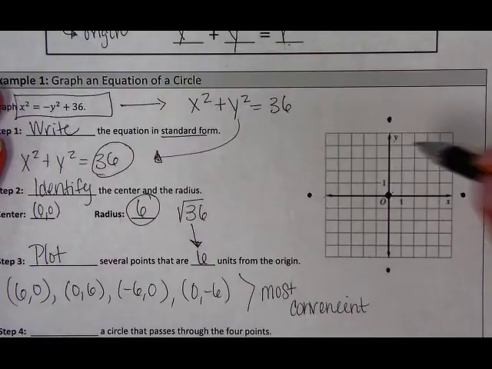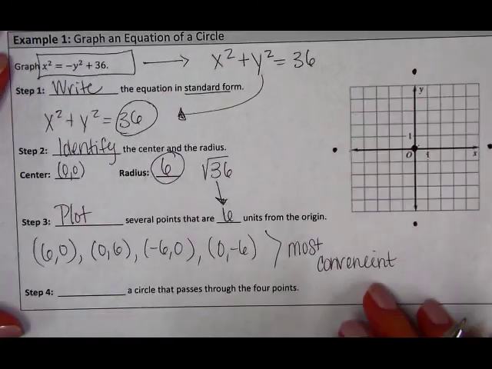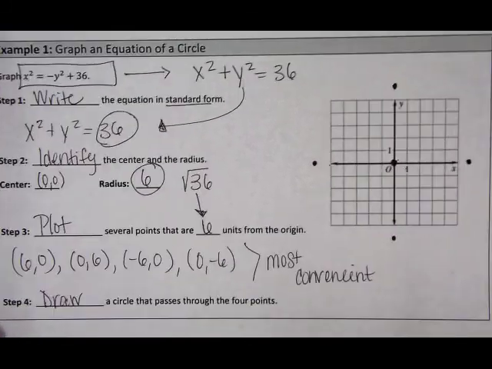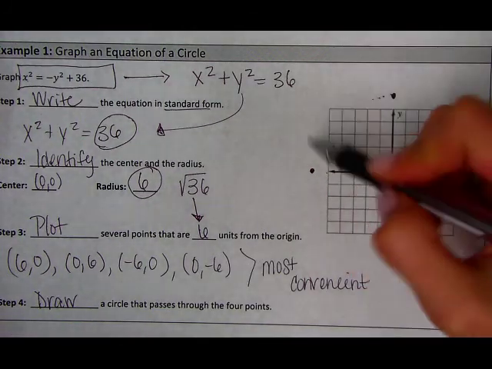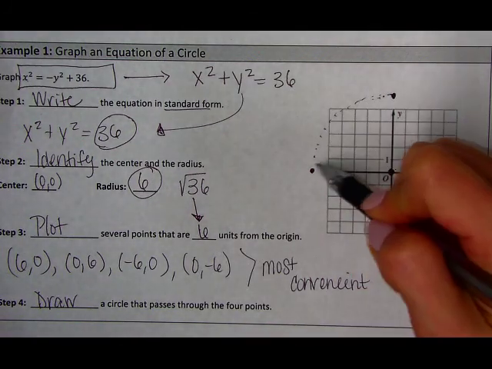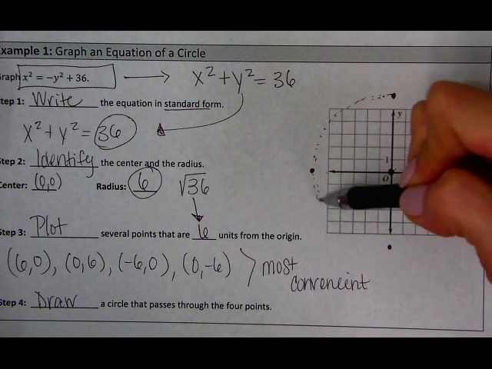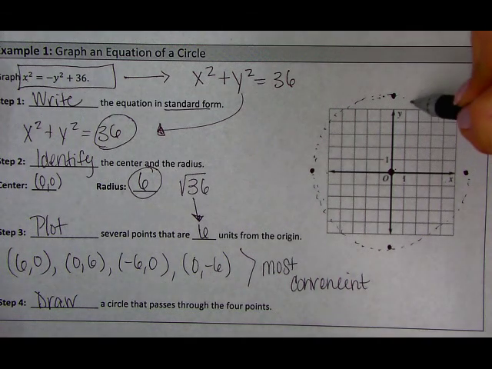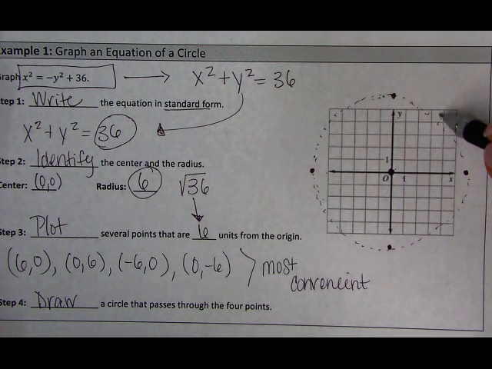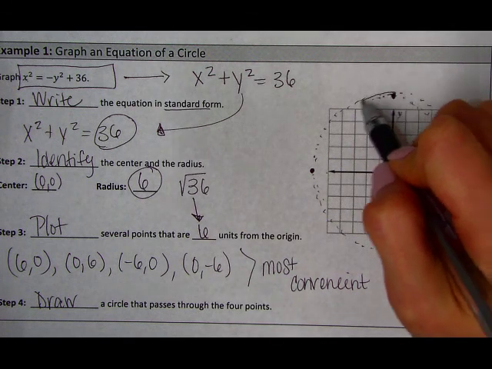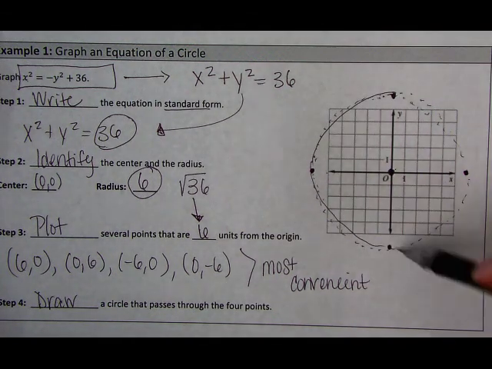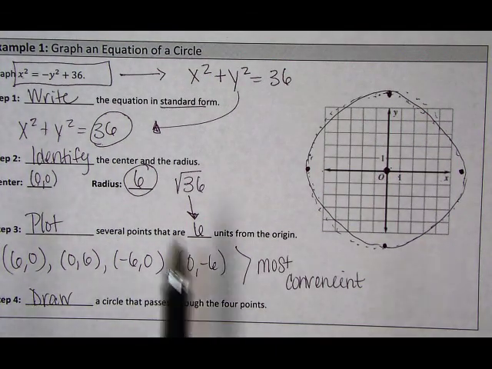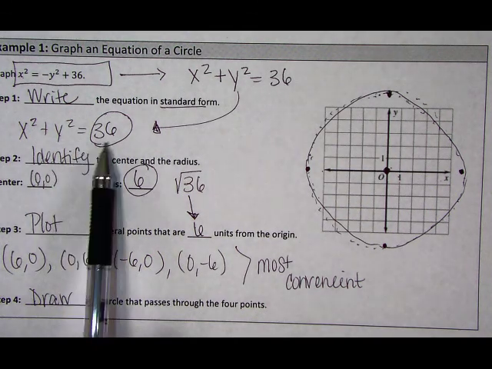And then lastly, you're just going to draw the circle that passes through the 4 points. You can do it with dots if it makes it a little bit easier. It's always hard to draw perfect circles on your paper. And there you have your circle that represents the equation x squared plus y squared equals 36.